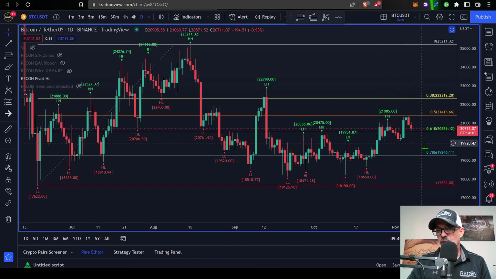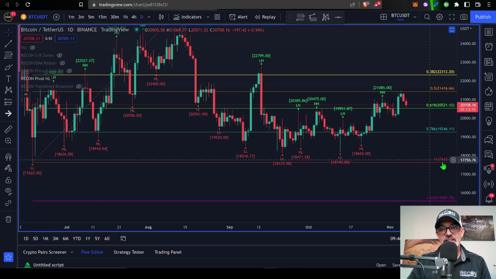However, a break below 20,000 and more than likely Bitcoin's headed back towards the 786 level, which puts it at around 19.2. And I would actually say this is more of a zone between the 786 of 19.2 and probably 19,000. A breakdown below 19,000, at that point, Bitcoin's price could be headed back to that 18,000 or as low as 17,600, which would be the low of this current bear market.